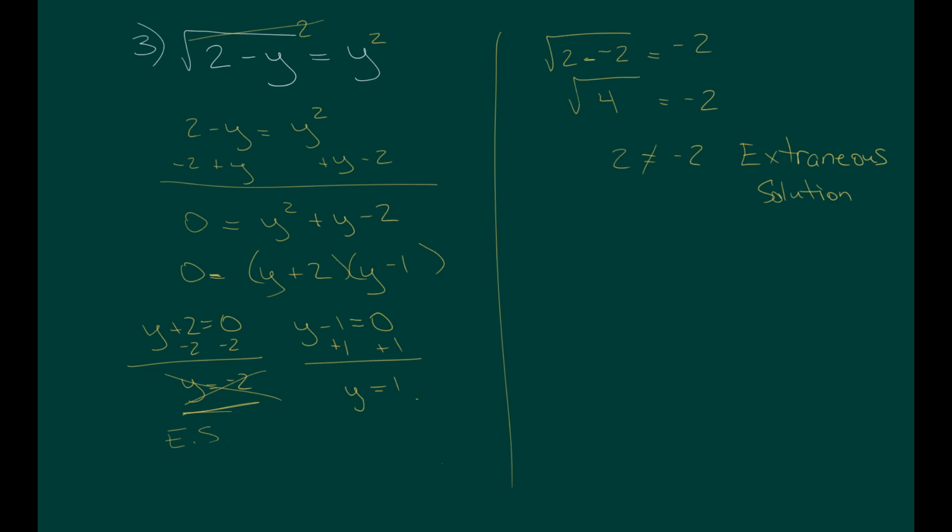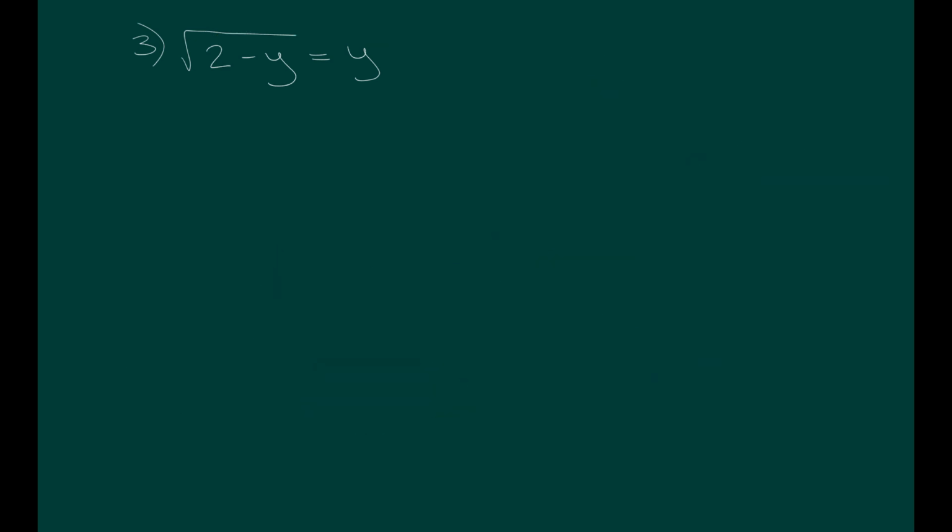So that is not going to be an answer. Okay, so let's check the 1. We've got 2 minus 1 equals 1. The square root of 1 equals 1, and that is true. So the only answer we have is that y equals 1.